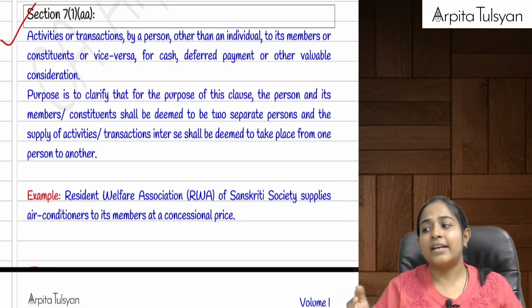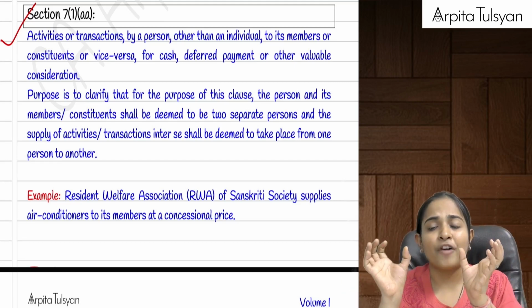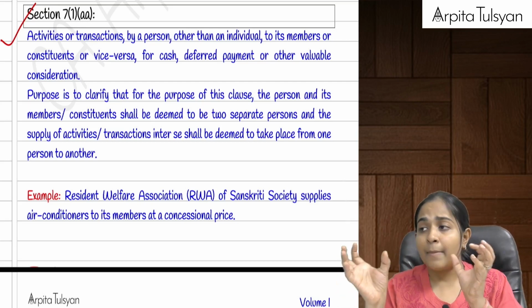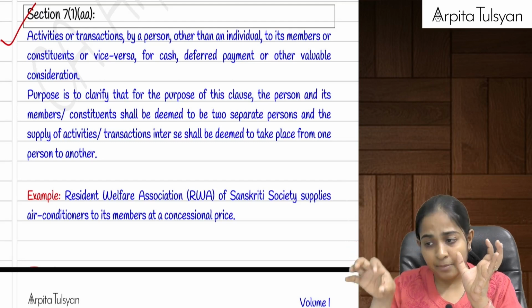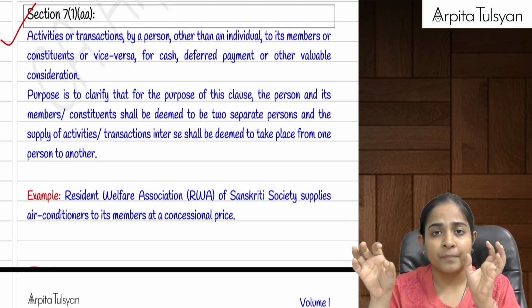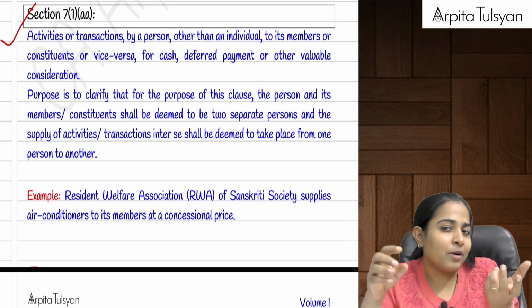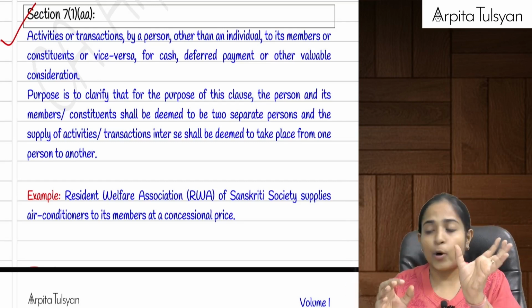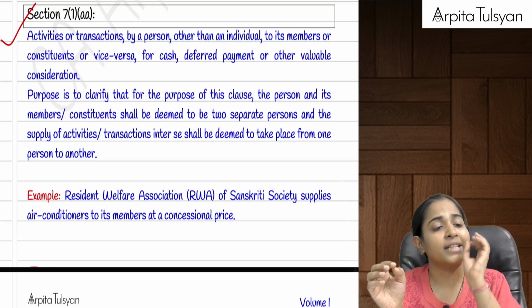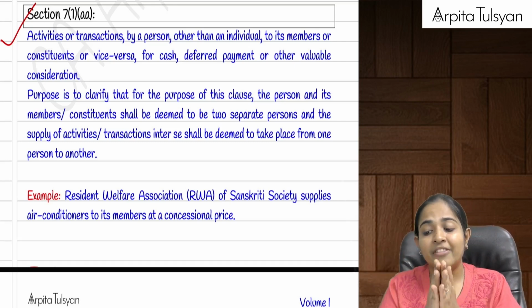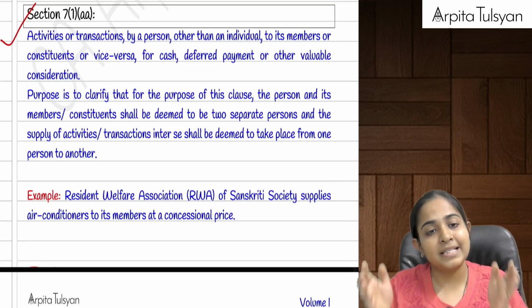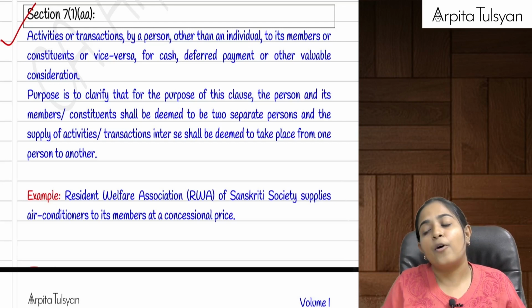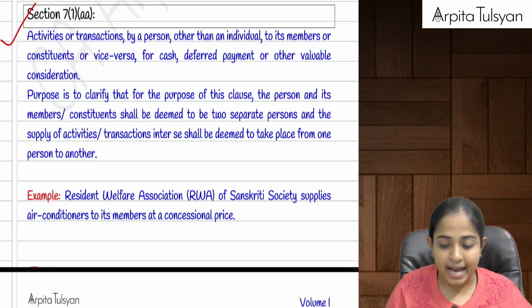Yes. Now let's say, for example, a member of a joint venture, you must have heard about joint ventures, is giving plant and machinery on hire to the joint venture. You cannot say that I have given it to my own entity. No. For the purpose of GST, that joint venture and the member of the joint venture will be considered as two separate persons, and whenever this type of transaction takes place between the joint venture and its members, it will still be considered as a supply.